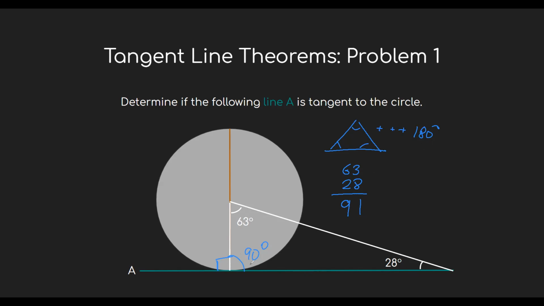And then in order to find this last one, since we know the angles of all three combined, and we know these two, we can do 180, so this is the whole, minus 63 minus 28, which I found was 91. And this actually gives me 89, I believe. And that means that this angle actually is not 90 degrees. It is 89 degrees. And according to the definition of a tangent line, it must be 90 degrees. So this cannot be a tangent line, right?